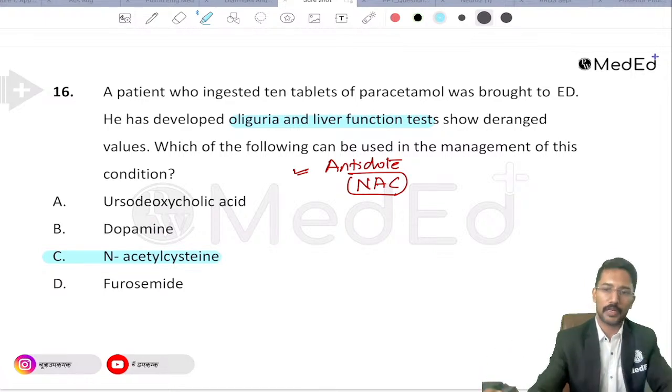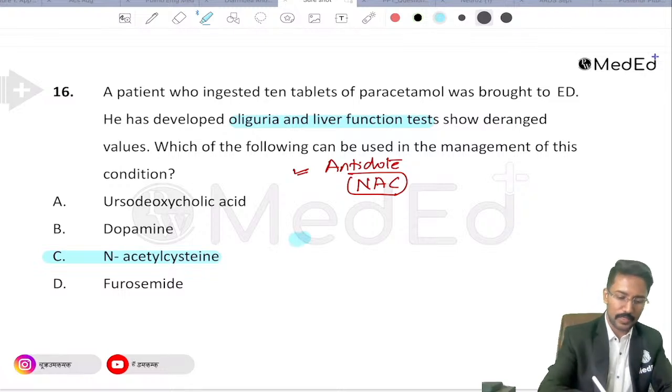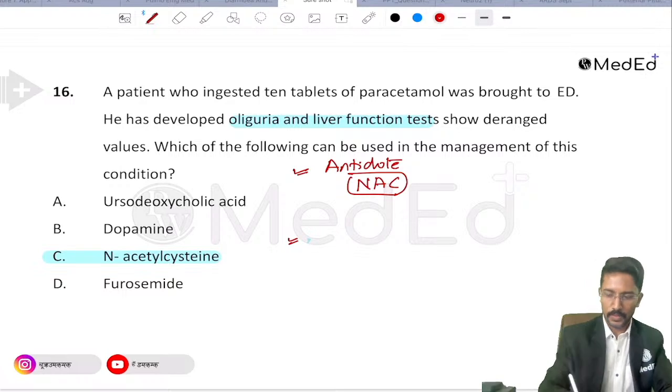Then what is the deciding factor, right? What helps us to make a decision about whether you want to give N-acetylcysteine or not?